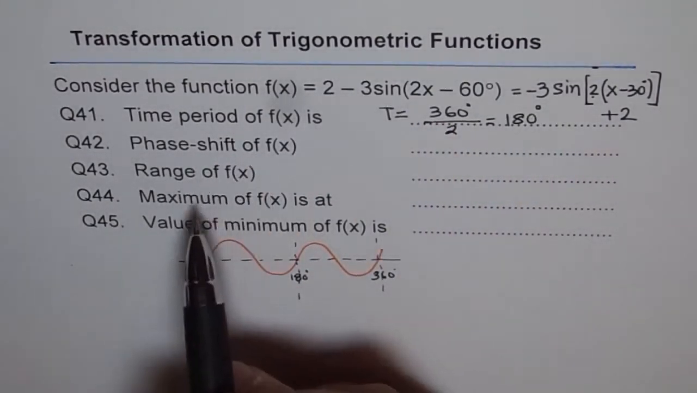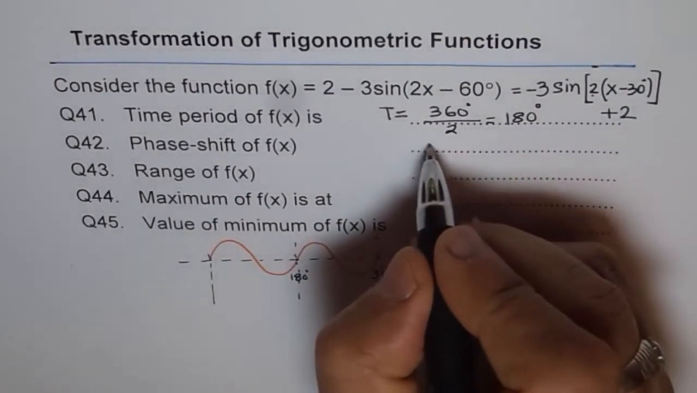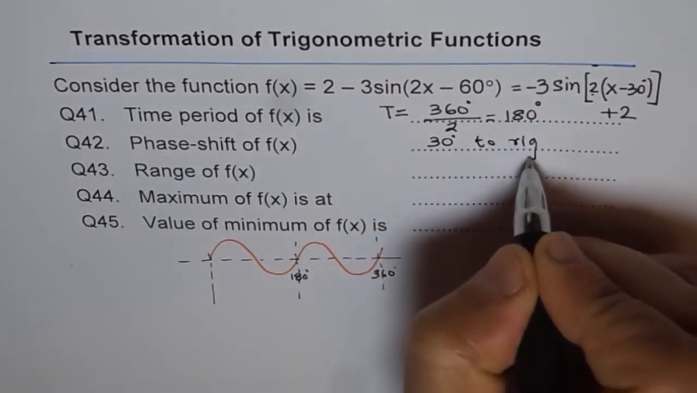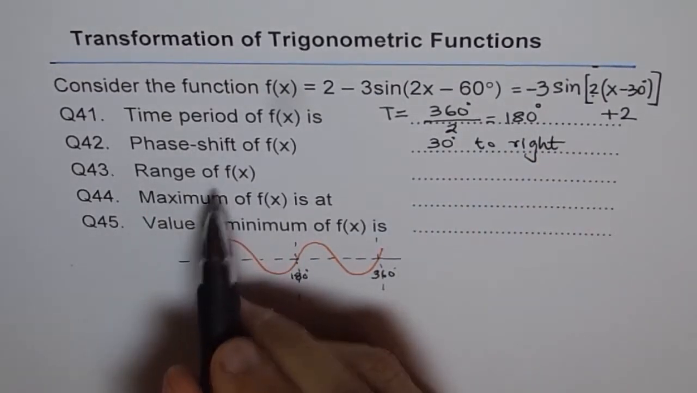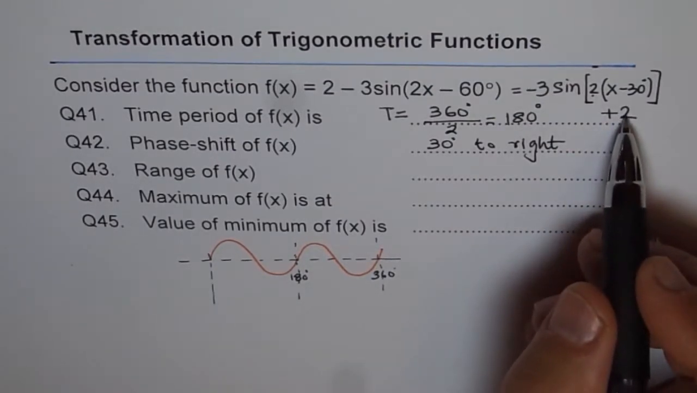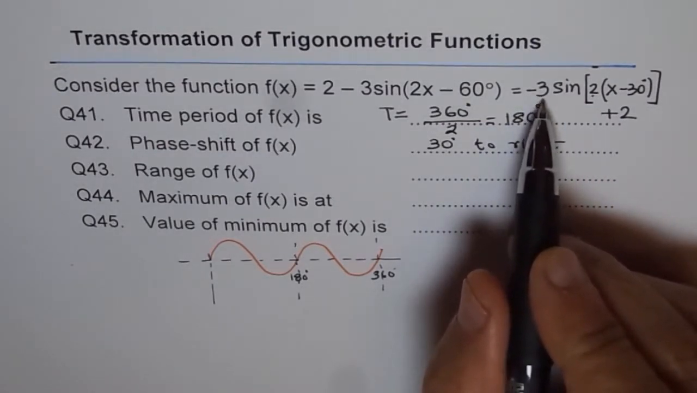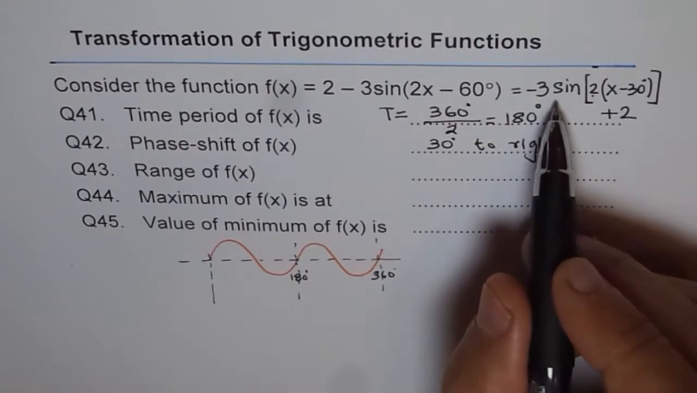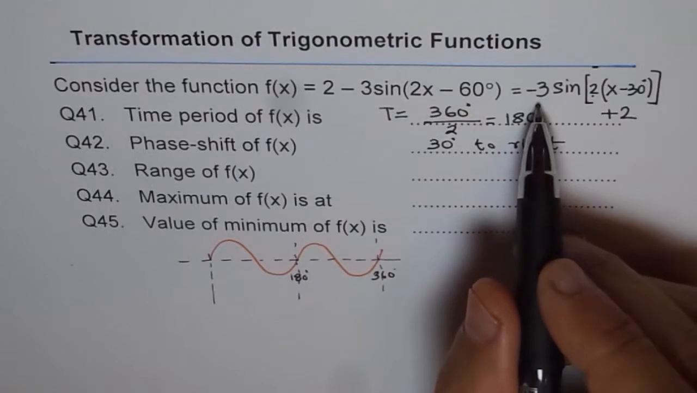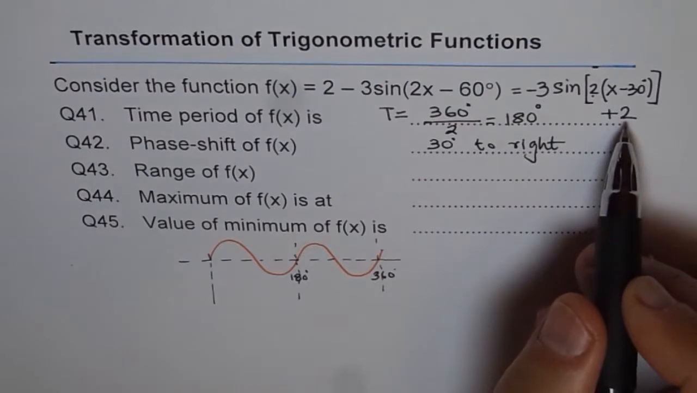Now phase shift. Phase shift is 30 degrees to the right. So we can write plus 30 degrees, or we can clearly write 30 degrees to right. Range. Now range is, it has moved 2 units up, right? It has got reflected, and times 3. That means initially our range was from plus and minus 1, right? Now to that plus and minus 1, we have to multiply by minus 3 and add 2 to it.